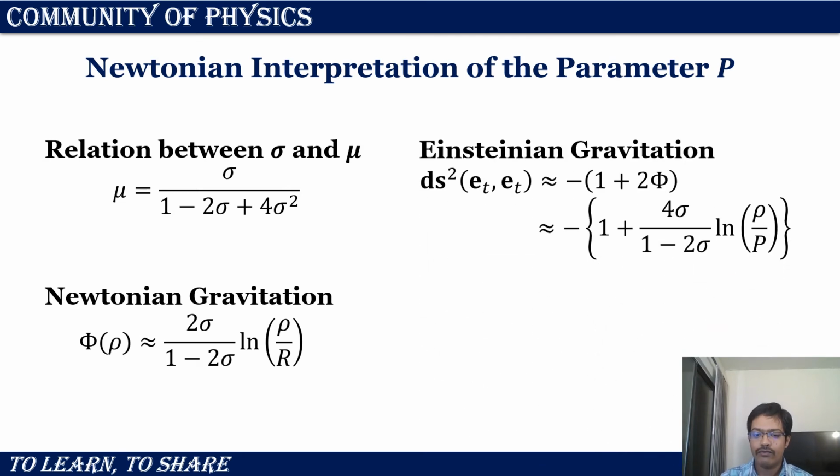Now, from Einsteinian gravitation, if we take the tt component of the metric tensor, that should approximately represent negative of 1 plus 2 phi, which in turn can be approximated as negative of 1 plus 4 sigma divided by 1 minus 2 sigma log of rho over p. Now, comparing that result with the Newtonian gravitation, we can identify p to be r, which means p has a classical interpretation that it can be treated as the origin of potential.